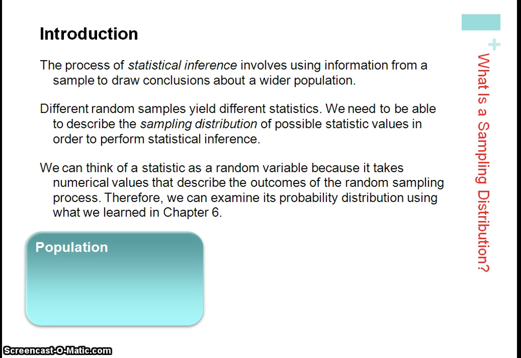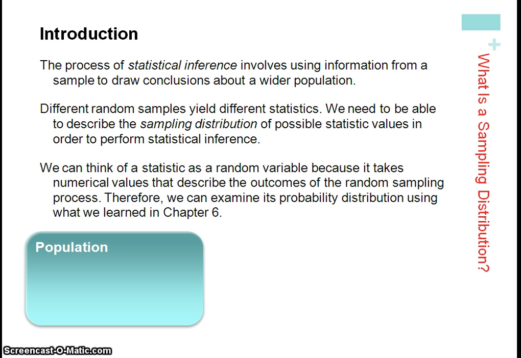Okay, so the process of statistical inference involves using information from a sample to draw conclusions about a wider population. That's why we have sampling in the first place. And statistical inference is that process of making decisions, drawing conclusions. Different random samples yield different statistics. We need to be able to describe the sampling distribution of possible statistic values in order to perform statistical inference.